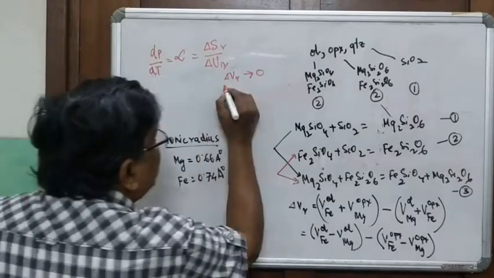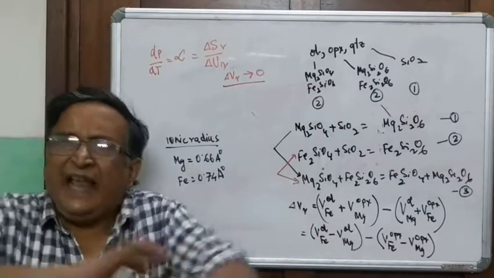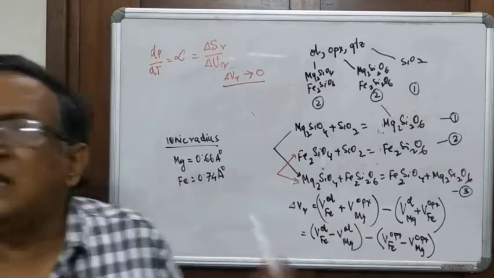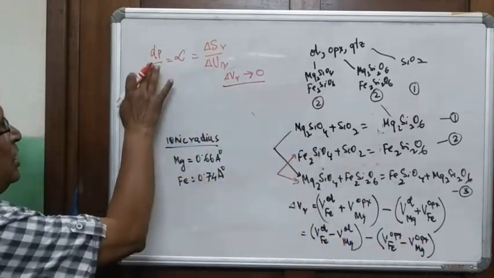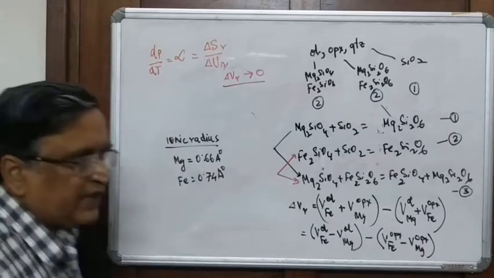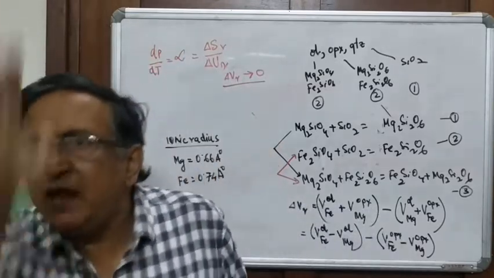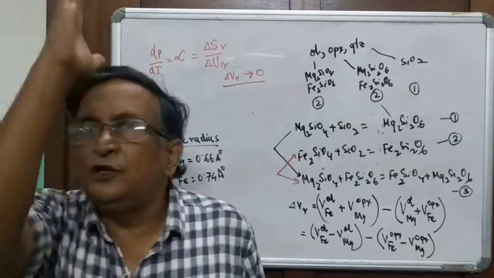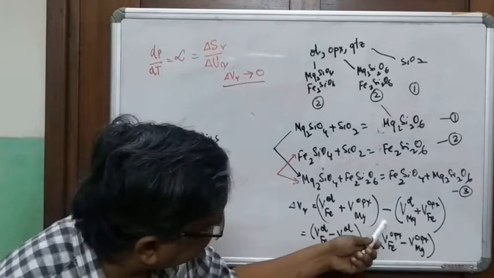So there you go, delta V R tends to 0 for an exchange reaction, any exchange reaction. If delta V R tends to 0, then dP by dT should tend towards infinity. So I have got a reaction which may be very close, parallel to the pressure axis. That is why I will take this one.